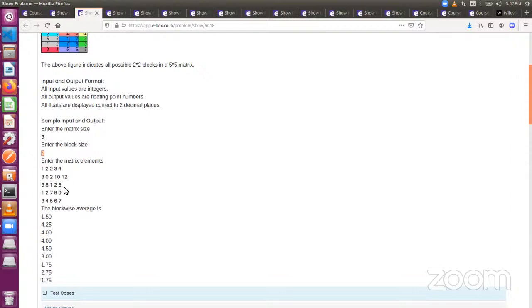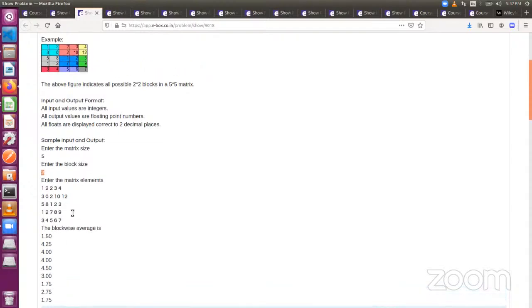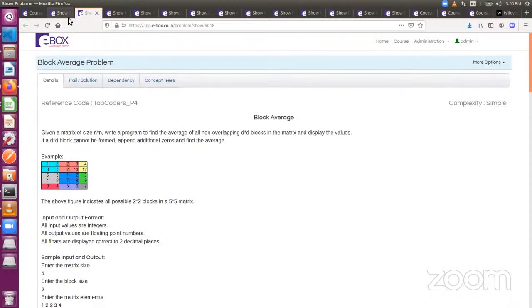Okay, and finally you're printing all the block averages. So each and every block: the first block, second block, third block, fourth, fifth, sixth, seventh, eighth, ninth. So totally 9 values would be there. Understood? See, 1 plus 2 plus 3 plus 0 is 6. 6 divided by 4 is 1.5. So this is your third problem.